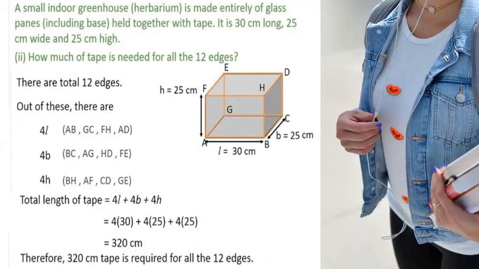shown here. That is, 4 edges with length are AB, GC, FH, AD. 4 edges with breadth are BC, AG, HD, FE. 4 edges with height are BH, AF, CD, GE. Therefore, the total length of the tape required is 4L plus 4B plus 4H. Now substituting the values of L, B and H, we get 320 centimeters. Therefore, 320 centimeters tape is required for all the 12 edges.